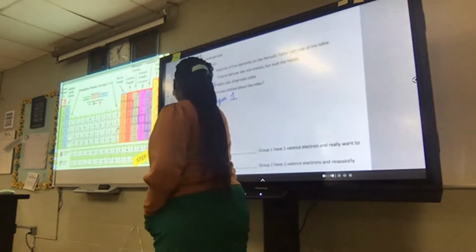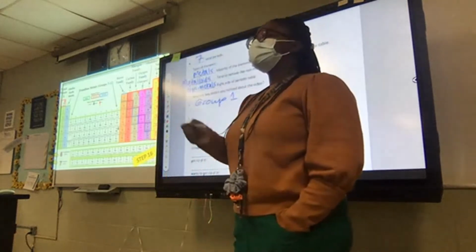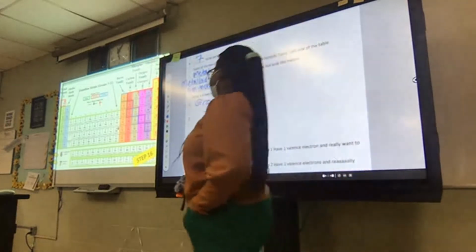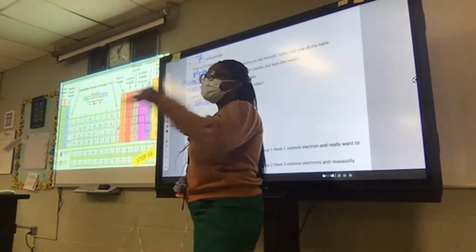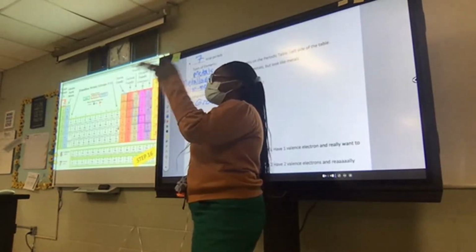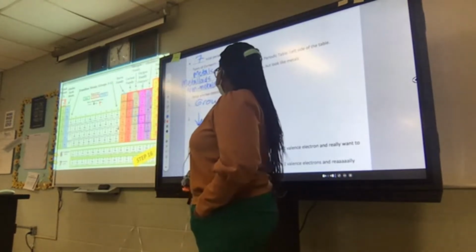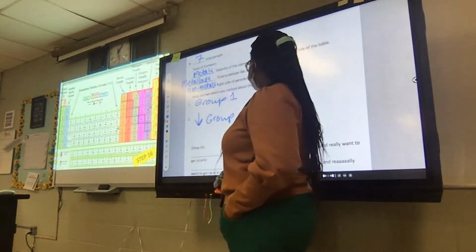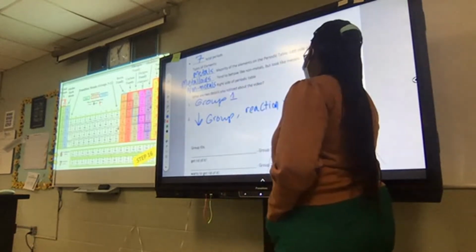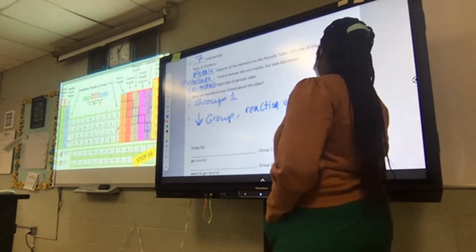The way you would say that would still be down the group. I know what you're saying, but I'm going to write it because the way we describe trends is either across a period or down a group. So we're going to say as we go down the group, reaction volatility increases. Is that a word? It is now. Volatility increases.